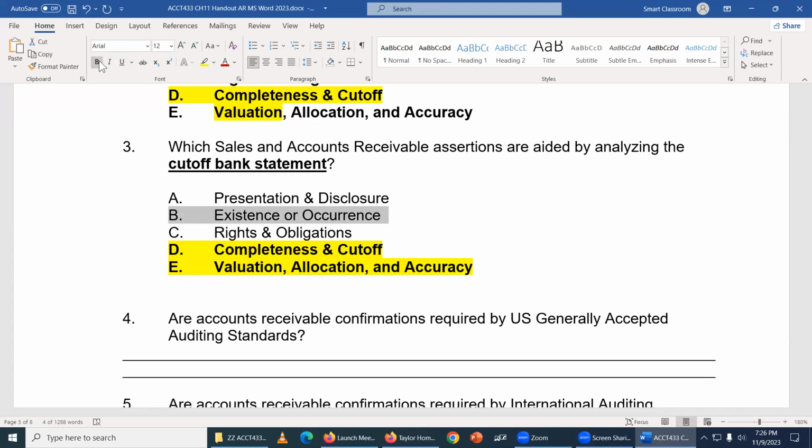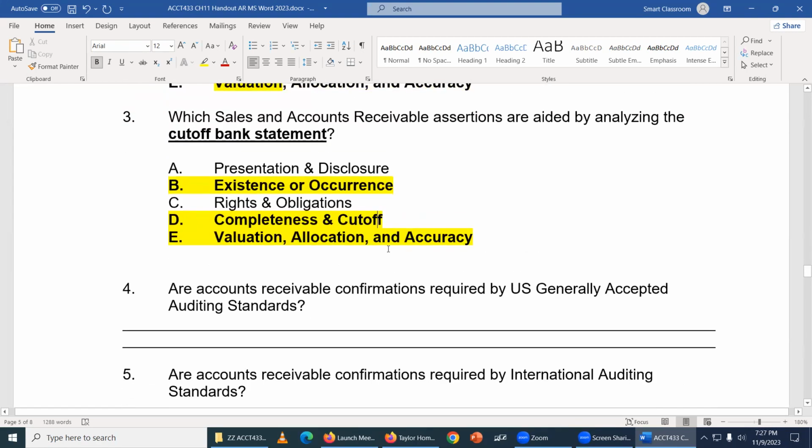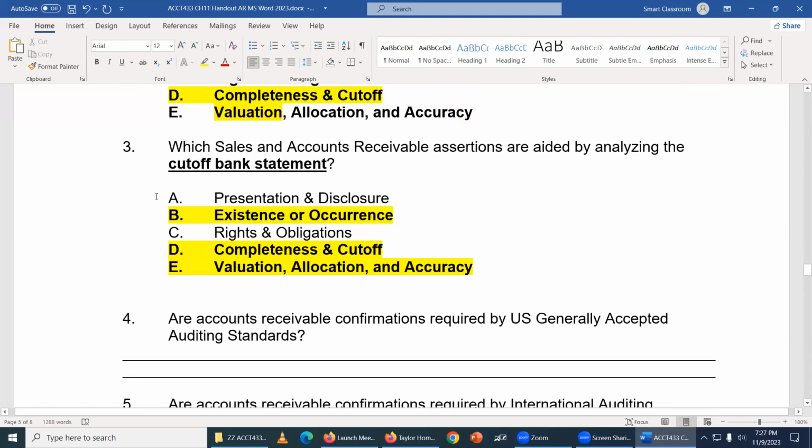Existence or occurrence. Was it actually a sale or not a sale? If you find out, say, that they were doing something like kiting, you could pull that out of the cutoff bank statement. So they say it exists when it doesn't. It can also be classification, it can be presentation. Presentation and disclosure are usually categories, where they put the assets. The presentation and disclosure can be in there.